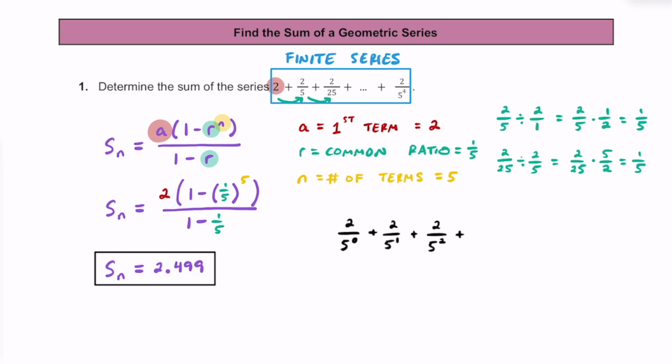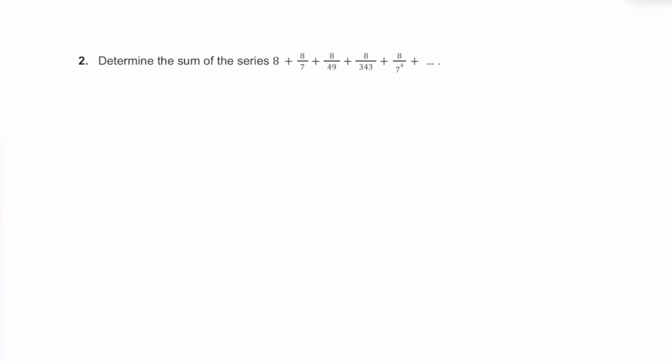But we know that the next term in the series would be 2 over 5 to the 3rd power, just continuing that pattern. And then we end with this 2 over, and they give it to us in this exponential form, which is nice. This is 2 over 5 to the 4th power. So if you take a look here, we do have 1, 2, 3, 4, and 5 terms here. All right, so this first example was a finite geometric series. Let's take a look at another example together.